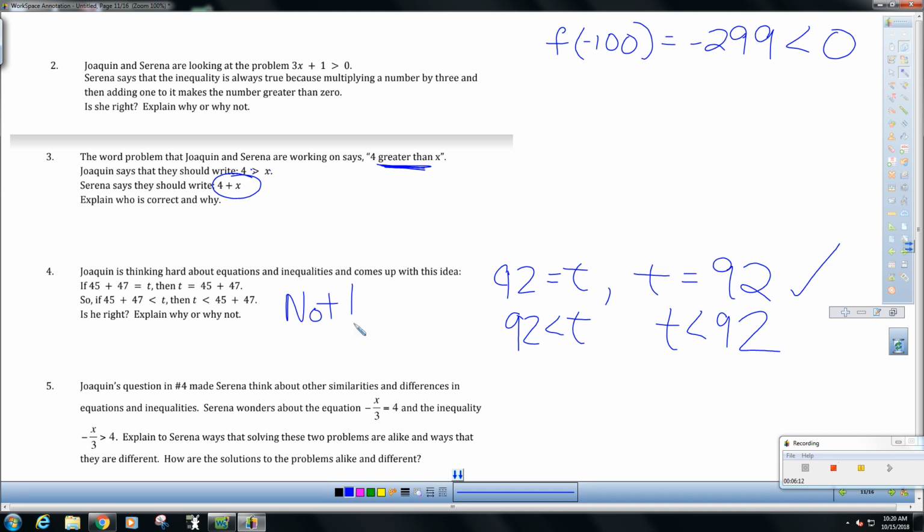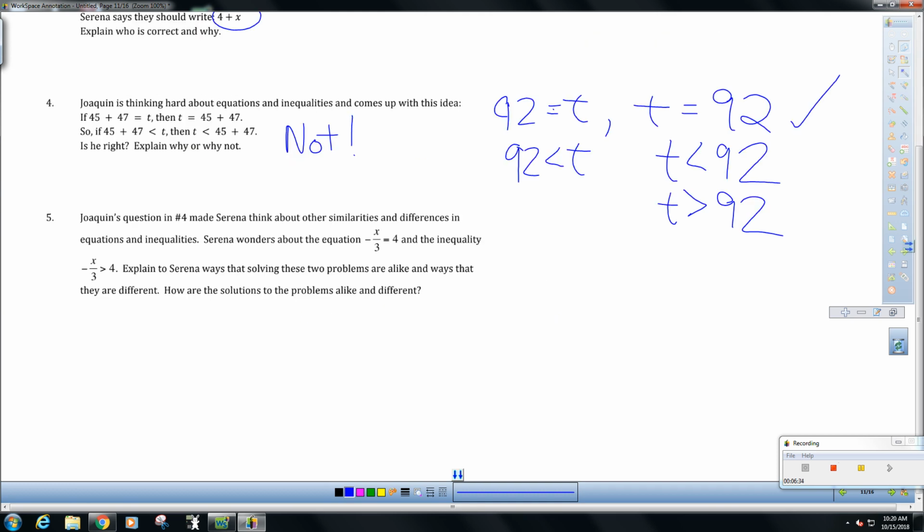And the reason why is that you can switch the order of a statement if it's based on equality, but you cannot switch the order of a statement if it's based on inequality. In fact, you'd have to switch the inequality sign. Okay, number 5. Scrolling down here, give myself a little more room.